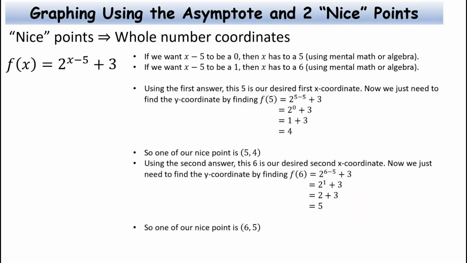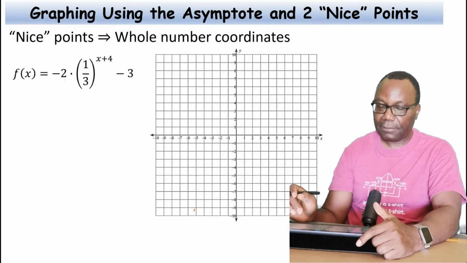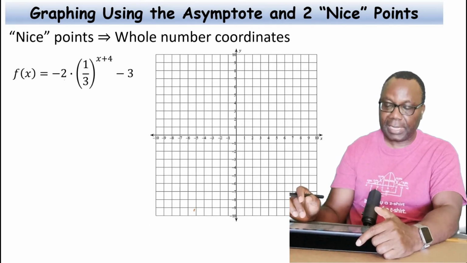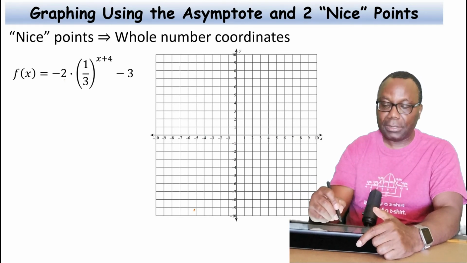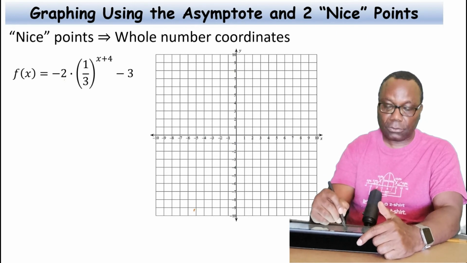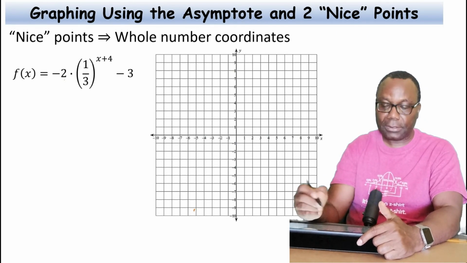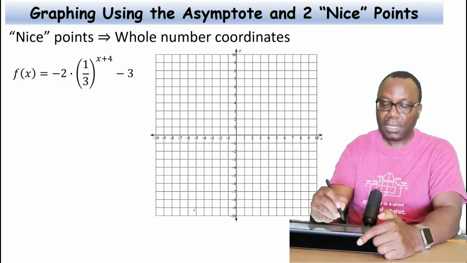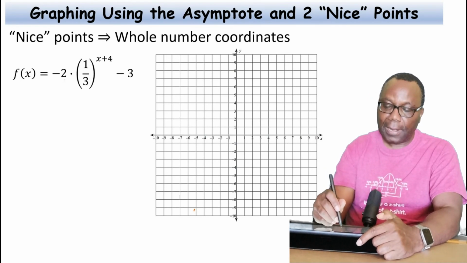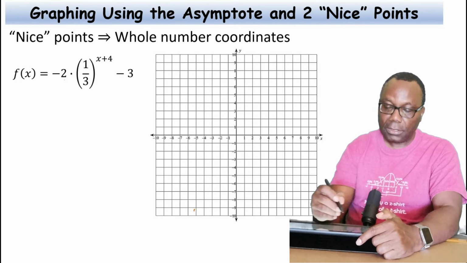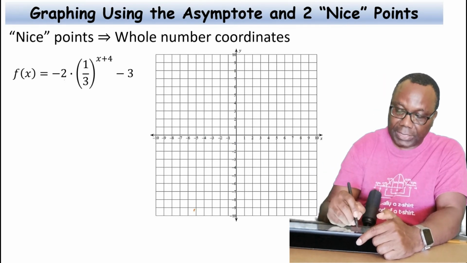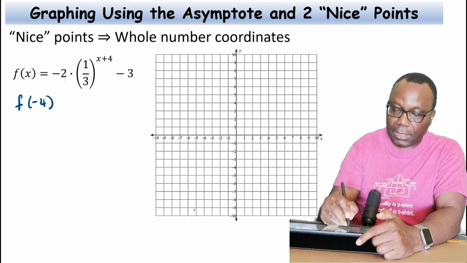All right, here is the note for that. And then here is the new one. This one will be faster because you already got the idea. All right, so I want x plus 4 to be 0, because 0 is good. 1/3 to the power of 0 is 1. So if I put x plus 4 equals 0, x has to be -4. So I'm just going to do f of -4 straight away. f of -4 will be -2.